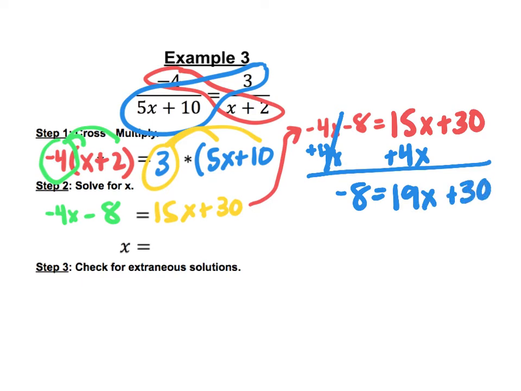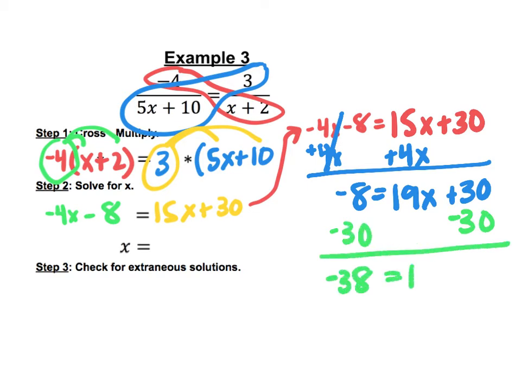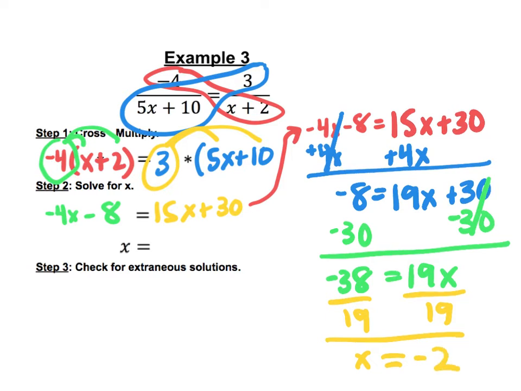I'm going to move my 30 to the other side, so I'm going to subtract 30 from both sides. We get -38 equals 19x. My 30 is canceled. And then my last step is we'll divide by 19. And we get x equals, I gotta pull up my calculator, -38 divided by 19, which gives me -2. That will be my x equals.